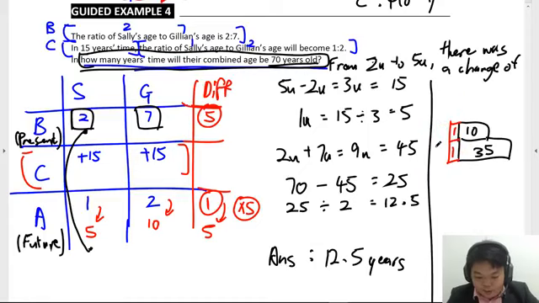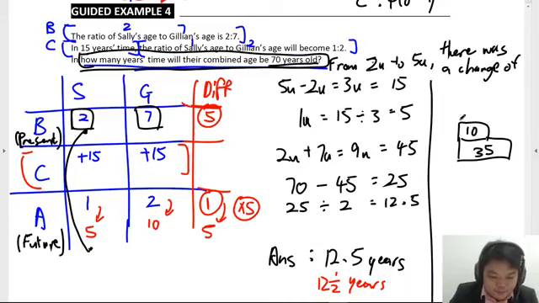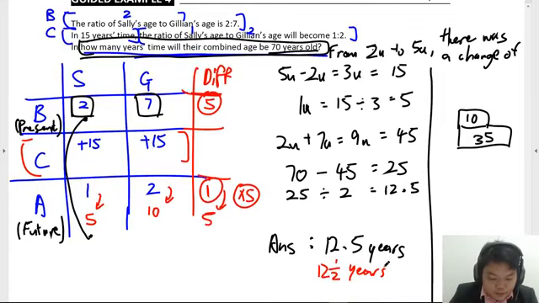Why not 11? How do you get 11 in the first place? Yeah, you can leave it as 12.5 years also. That's fine by most teachers. Yes, the answer can be expressed as a fraction.